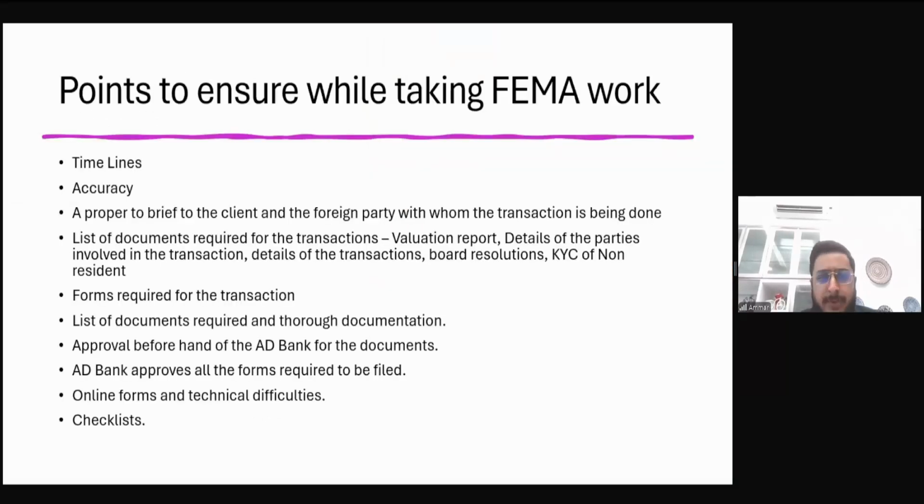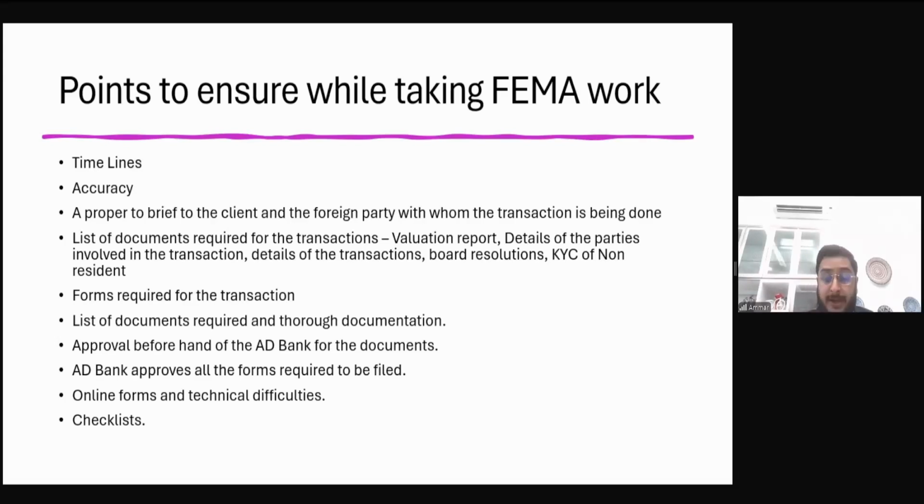Just a small brief on what we should ensure when we take up FEMA work. First of all, the timelines. When we are committing to the client regarding timelines, we have to take a lot of things into consideration, including the timelines for documentation. If you have to get documentation from the non-resident, there is a time difference, so you have to take that into consideration. Plus, there is a lot of online filing required, where you may face some technical problems, so keep that in mind also.